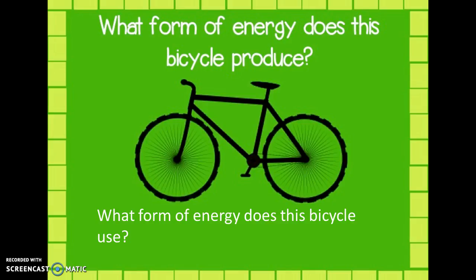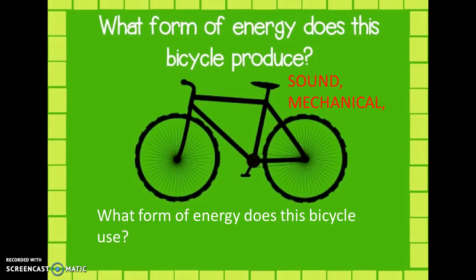What form of energy does this bicycle produce? What comes out of the bicycle? When you are riding it, what comes out of it? Sound energy comes out. You can hear the tires moving. You can hear the brakes squeaking. You can hear the chain clacking. So sound comes out of the bike when I ride it. Mechanical energy is produced by the bike. The tires move, the pedals move, the handlebars move while it's in use.